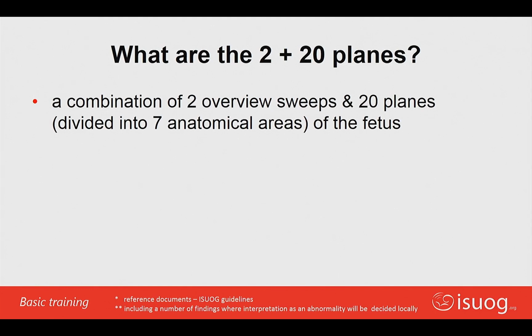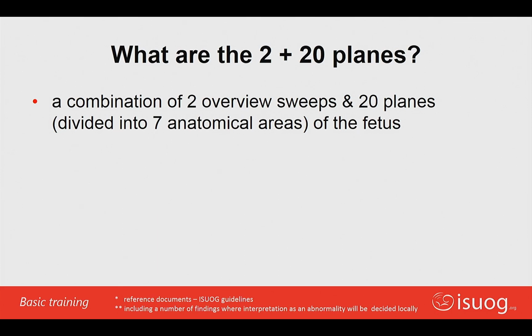The 2 plus 20 planes, what are they? They're a combination of 2 overview sweeps and 20 planes, which we've divided for ease into 7 anatomical areas of the fetus. And if you look in your pack, you will have a sheet that looks like this somewhere, which gives you a spreadsheet of the 20 planes divided into the 7 anatomical areas, and on the back you will see the 50 abnormalities listed that we will be discussing and will be a component of the examination.